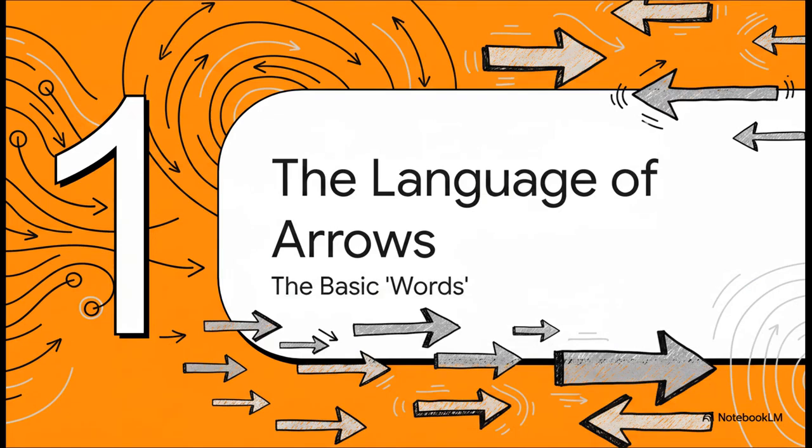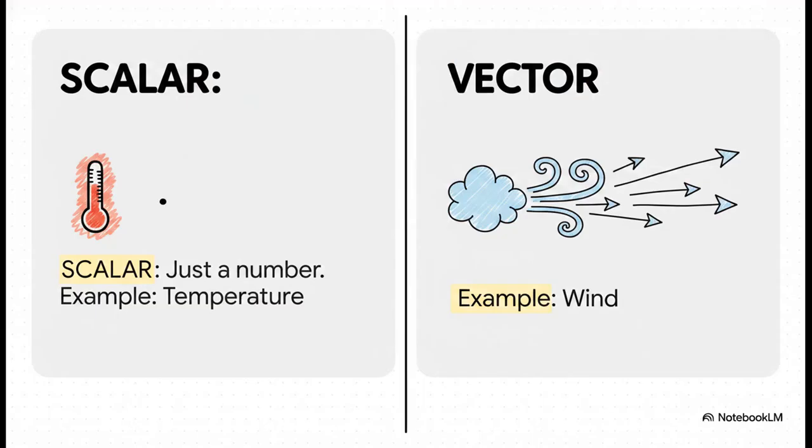And in the language of fields, our most fundamental word is actually a concept you've probably heard of before. First, we have to draw a line between two different kinds of quantities. On one side, you have scalars. They're easy. They're just numbers. The temperature is 72 degrees. That's all the information you need.